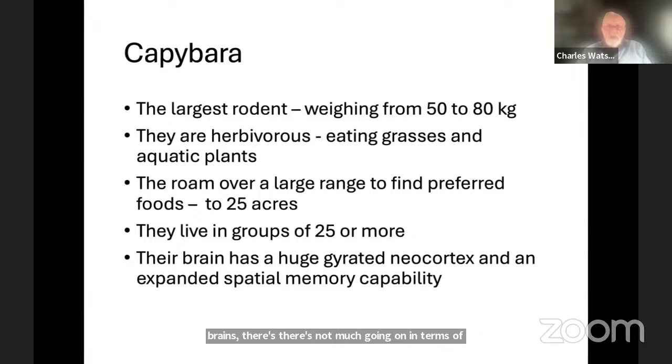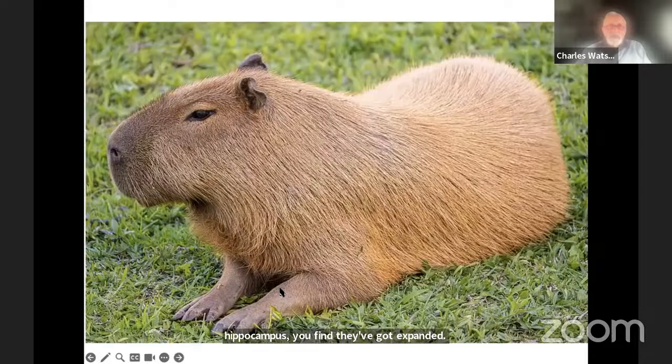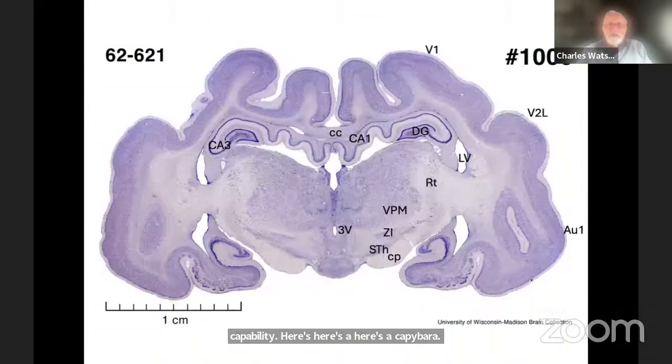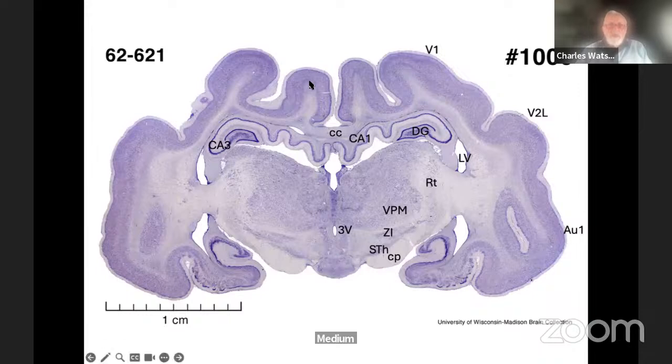And if you look underneath the cortex in the hippocampus, you find they've got expanded spatial memory capability. Here's a capybara, a medium-sized capybara. And here's what their brain looks like. It's a very gyrated cortex for a rodent.